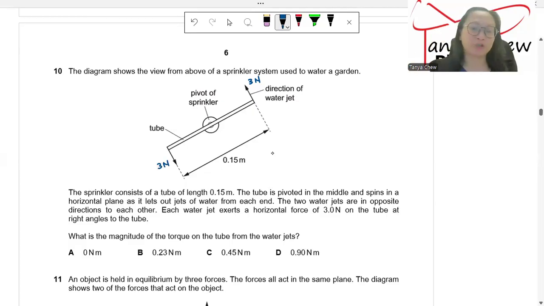These two forces are actually coupled. Why do I say so? Because first of all, their magnitudes are the same. Second, they're acting in opposite directions. Third, they are being separated by a distance, which is 0.15.